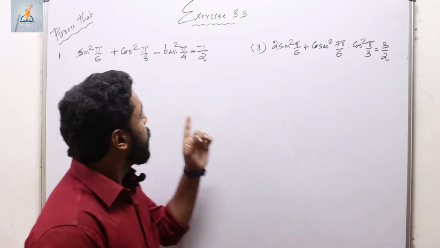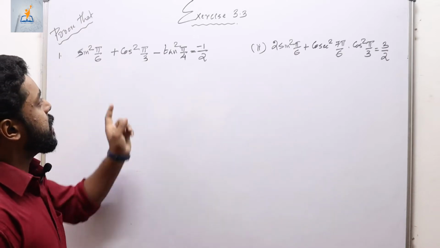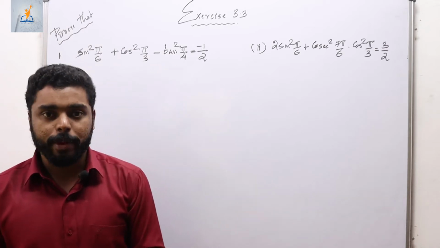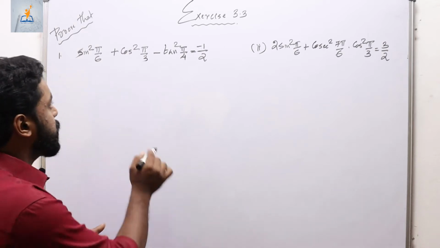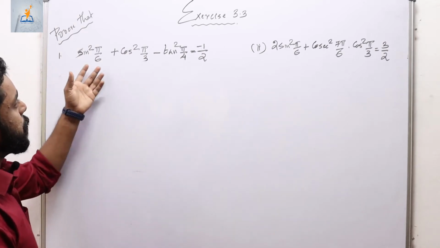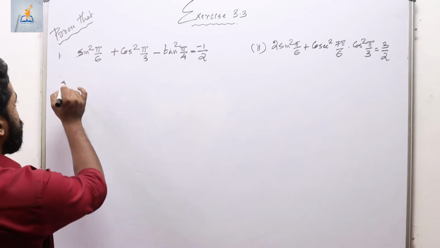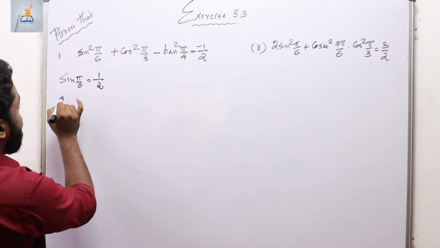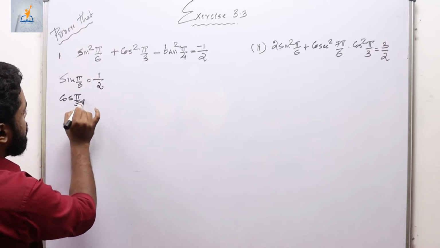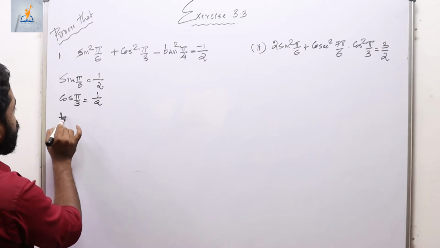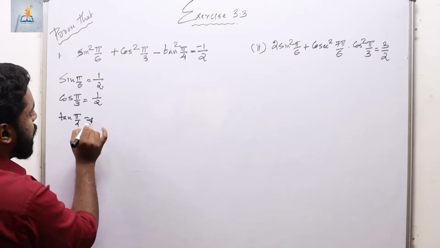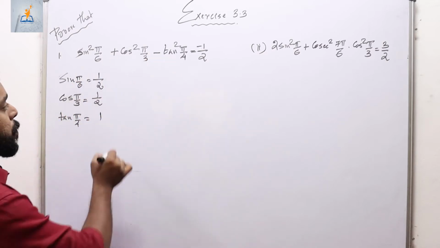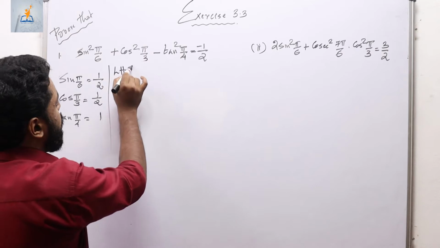First question is, prove that sine square pi by 6 plus cos square pi by 3 minus tan square pi by 4 is equal to minus 1 by 2. We can just evaluate this LHS by substituting the required values. We know the values. Sine pi by 6, it is nothing but what? 1 by 2. Again we know that cos pi by 3 is again 1 by 2. And also we know that tan pi by 4 is 1. So we know these three values and we can easily substitute them into the left hand side of this proof.